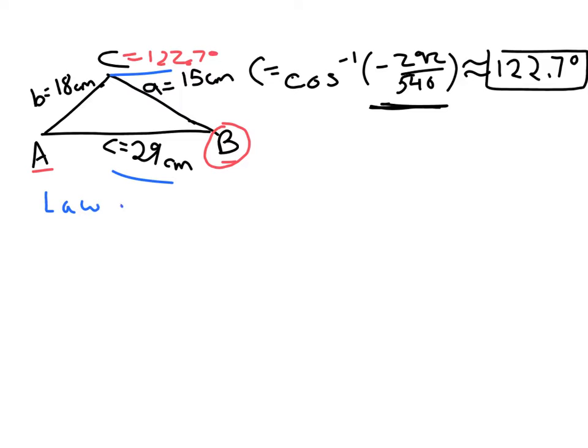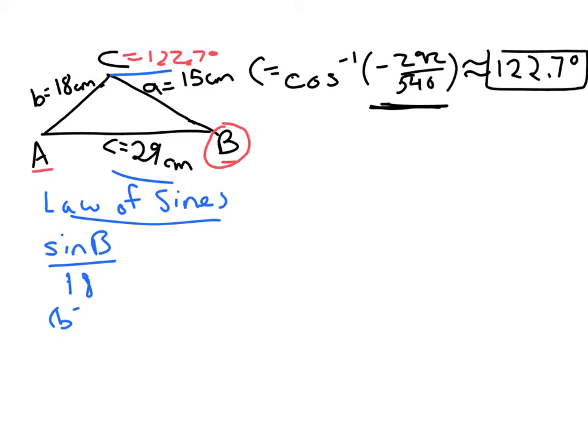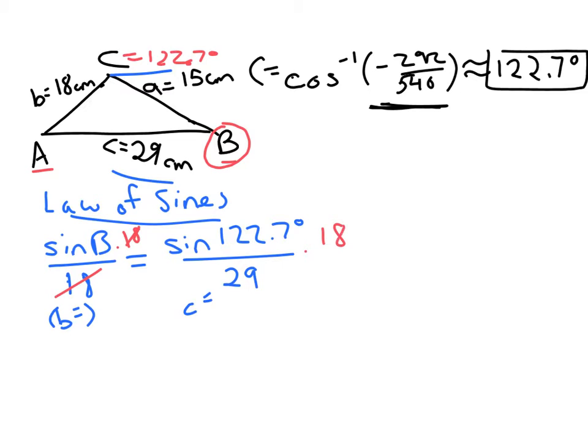With law of sines, it's best to put whatever you're solving for on top. So since we're solving for the angle B, I would put sine of B on top over side B, which is 18 centimeters. And then sine of C, so 122.7 degrees, over side C, which is 29 centimeters. Just put a little C equals down here just to keep track. So to isolate sine of B, I would multiply both sides by 18. That would cancel there.